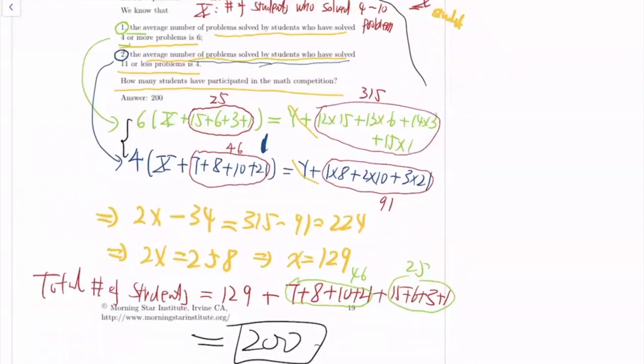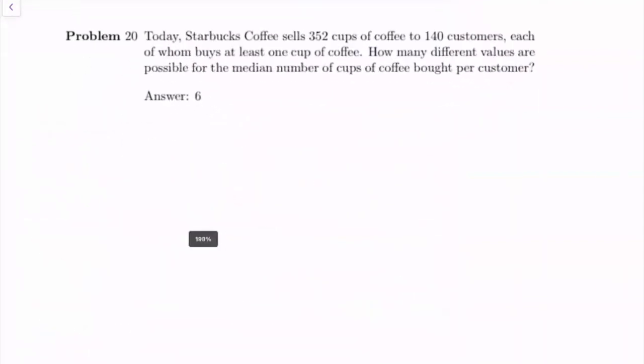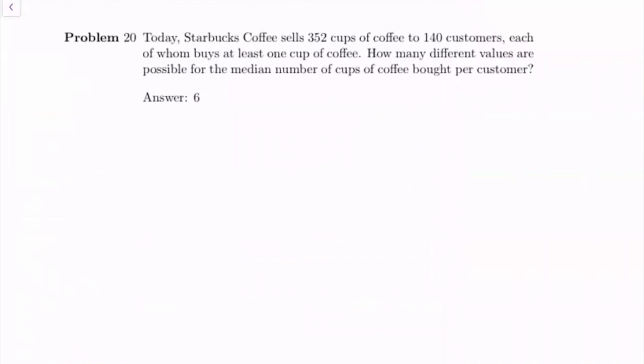Okay, all right. Question number 20. Today Starbucks sells 352 cups to 140 customers, each of whom buys at least one cup of coffee. How many different values are possible for the median number of cups of coffee bought by each customer? All right, so here we have 140 customers, right?